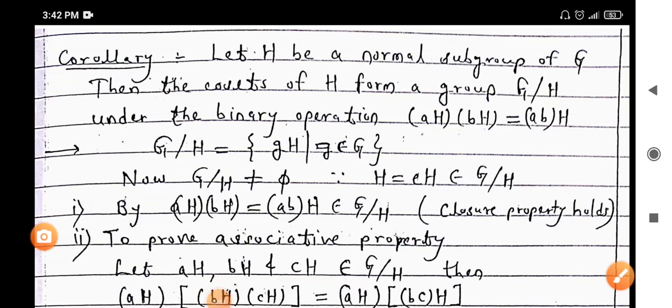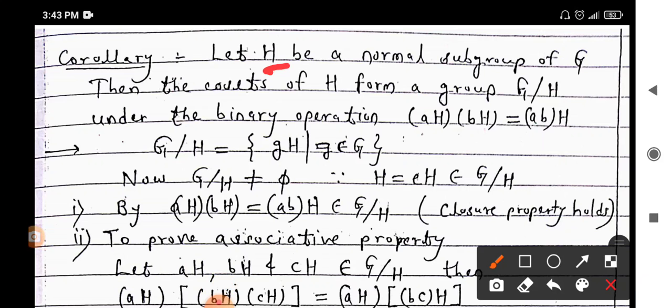Let us start with the next point of group theory, that is factor group. In the previous lecture we studied a normal subgroup of a group G and its equivalent properties. Then, using the normal subgroup, we define a factor group under a binary operation. For that purpose, we first define one corollary. Then consider the statement of the corollary.